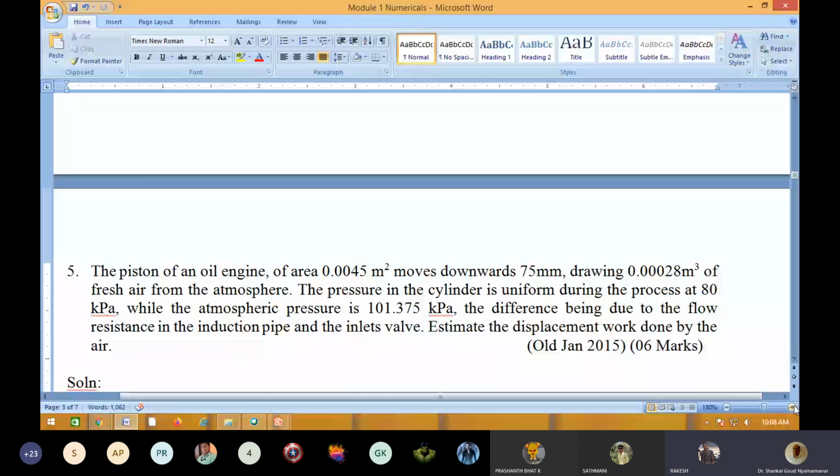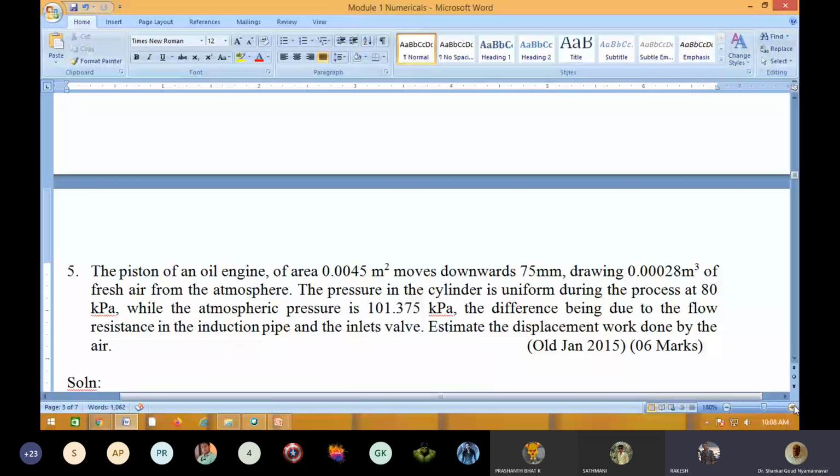No, sir, I didn't get that point. You didn't get that point. Are you able to read this sentence? Yes, sir. So there is a piston which area is 0.0045 meters square. Moves downwards, means what is 75 millimeters? What is 75 millimeter here? Piston area is 0.0045 meters square, that we understood. He says moves downwards 75 millimeter. What is the meaning of that?